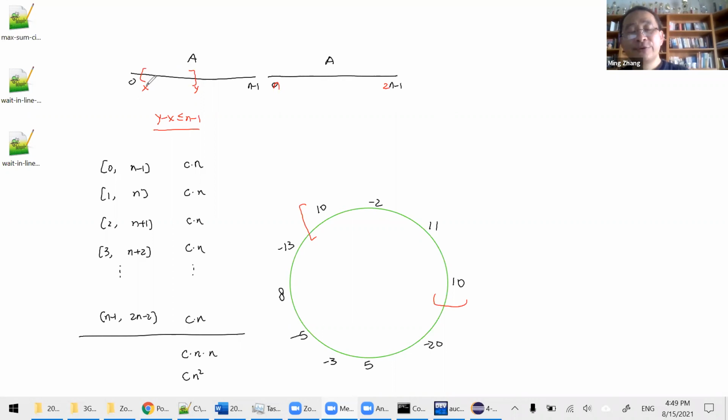We say, suppose we try to do the subarray not wrapping around, actually X's idea. No wrapping, so just go from X to Y. That's easy. We can do it in just one round, O(n), that will finish finding out the max sum of any array that is not wrapping around.